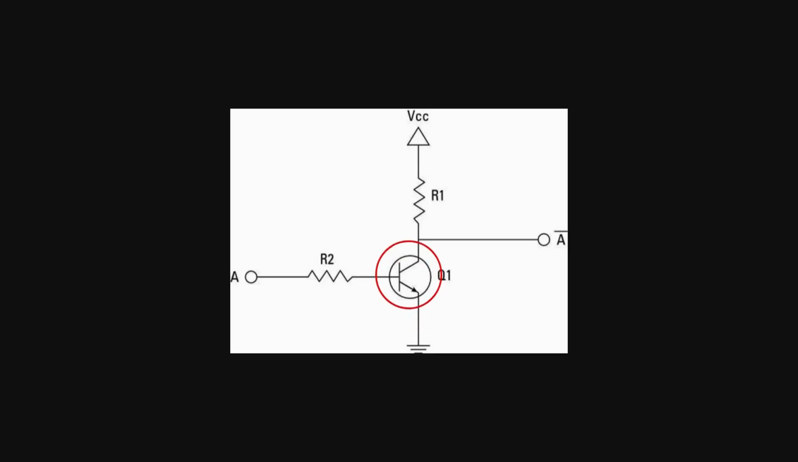First, let's replace the mechanical switch with a transistor. When the input A is high, the transistor switches on and all the current passes through the path with no resistance, making the output low. When the input is off, the transistor remains off. Current has to go through the path with the load and the output is on.